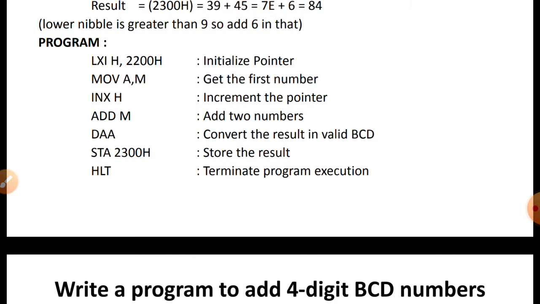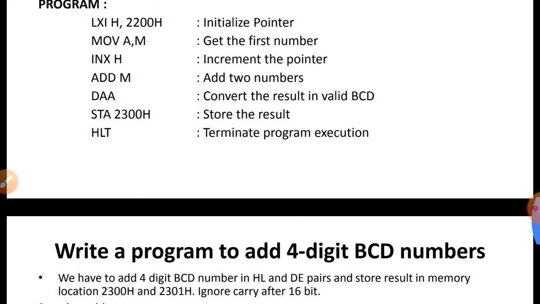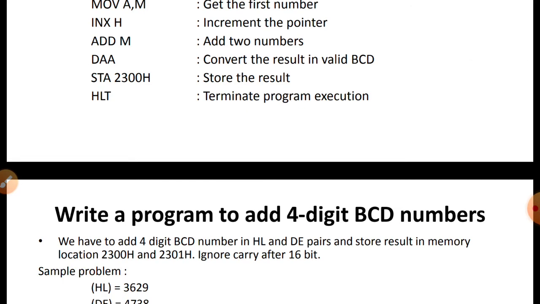There is no requirement of putting another instruction by which you are going to add decimal 6. It is the duty of the DA instruction to add decimal 6 by sensing the auxiliary carry flag if the sum is more than decimal 9.